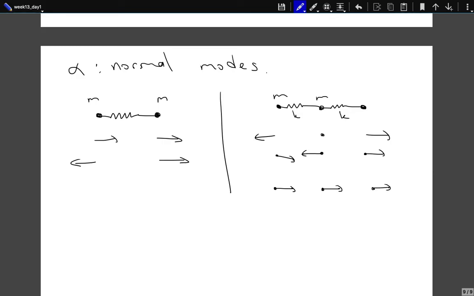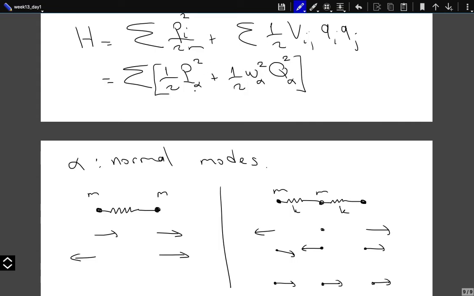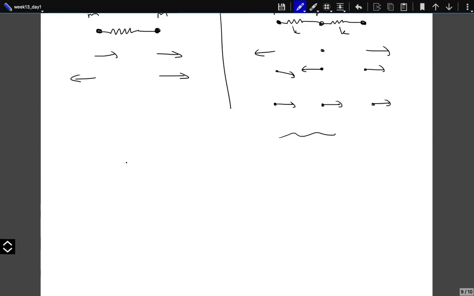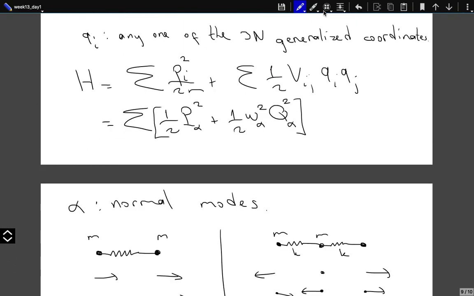You see, here I had two masses in one dimension, and I had two normal modes. Here I have three masses in one dimension, and I had three different normal modes. So those normal modes are what is meant by this alpha over there. So this is our Hamiltonian.